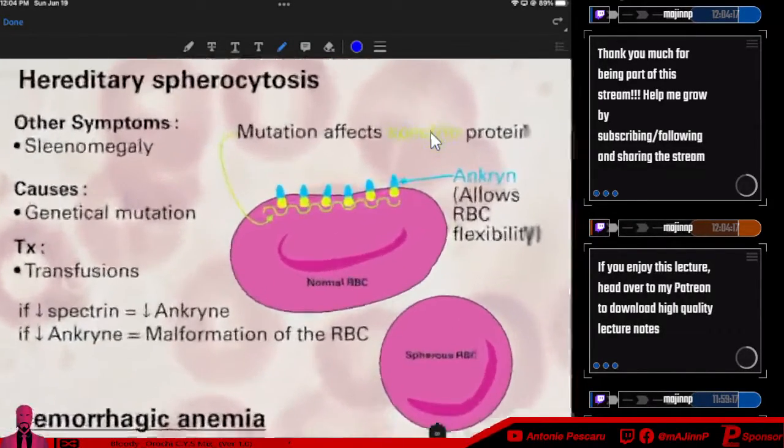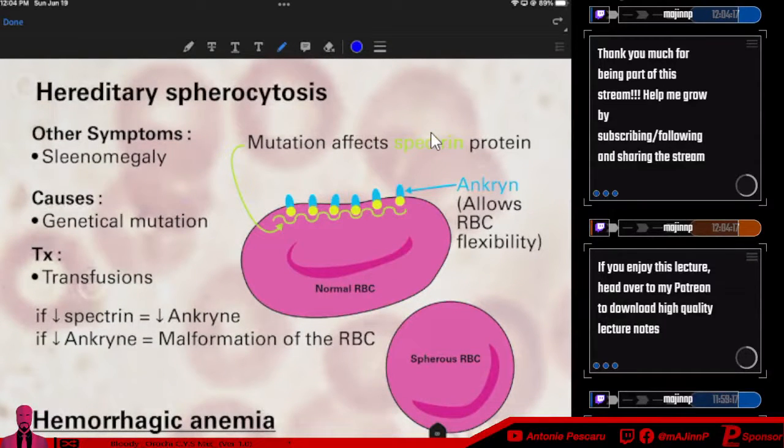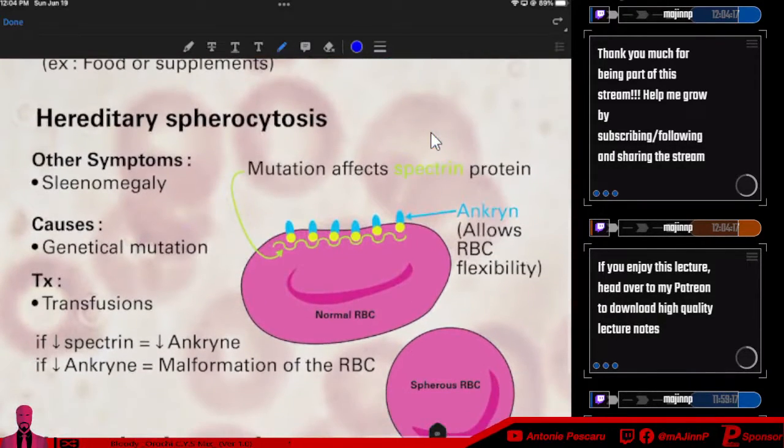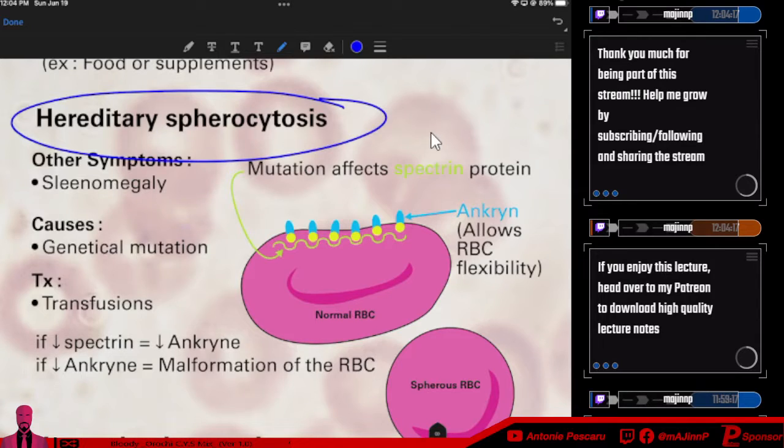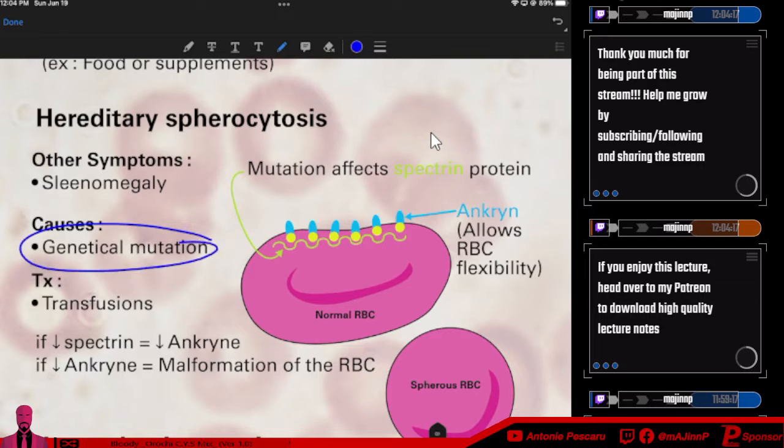Finally, there's, I think, one more to go before we end up with the last one. We have hereditary spherocytosis. Other symptoms include splenomegaly, and you're going to see why. The cause is a genetic mutation that affects ankyrin, and I've said it before at the beginning, ankyrin is mostly used for the flexibility of the red blood cell.